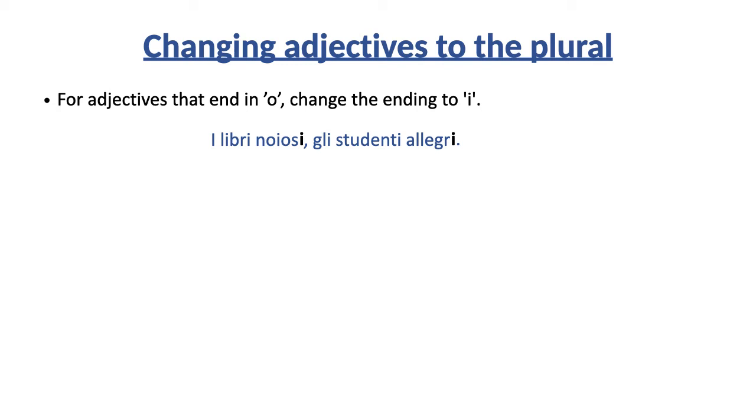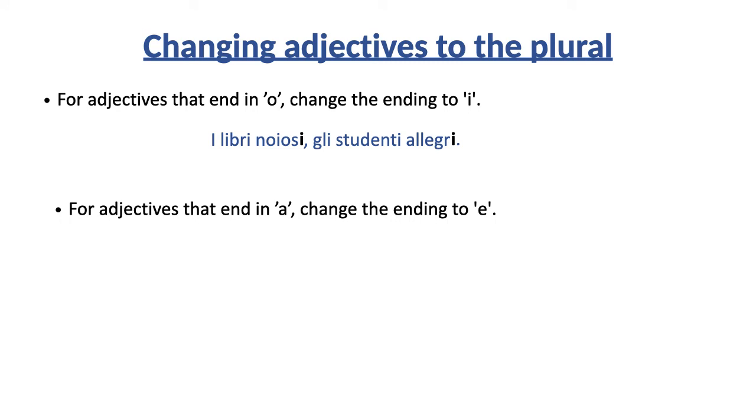O goes to I. Same thing for gli studenti allegri, right? Allegro is the singular, so allegri is the plural. I libri noiosi, of course, means the boring books. Gli studenti allegri means the happy students. Now, for adjectives that are ending in A in the singular, we just change them to E, following the rule A goes to E. For example, le scuole noiose. The singular would be scuola noiosa. Since the singular is ending in A, the plural changes to E. Same thing for le studentesse simpatiche. The singular is simpatica, ends in A, so we change that to the E in the plural, simpatiche.